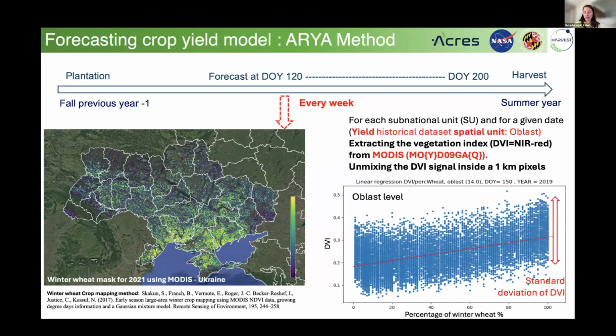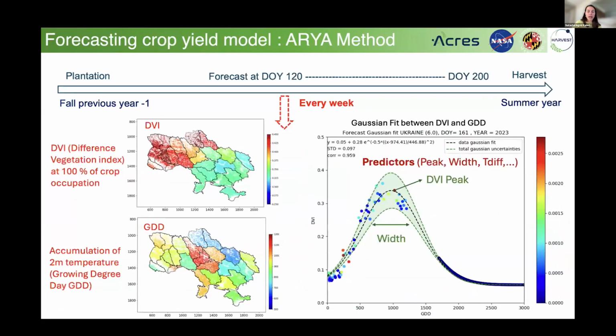Then for each oblast, I will extrapolate these spectral indexes to 100% of winter wheat, to unmix the signal from the other proportion, what is not winter wheat inside my pixel. And I will get a value of DVI with an associated standard deviation, corresponding to the variability of the DVI inside the oblast. So as you can see, you get one value of DVI for every oblast.